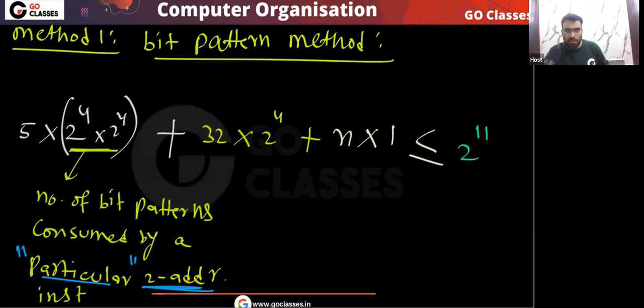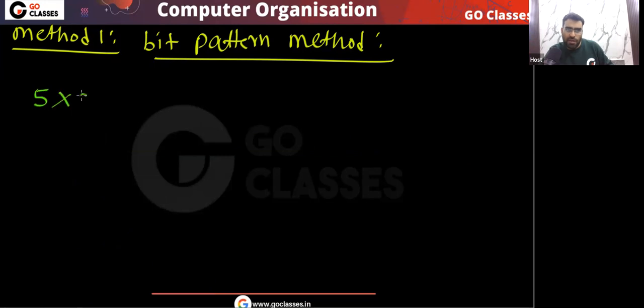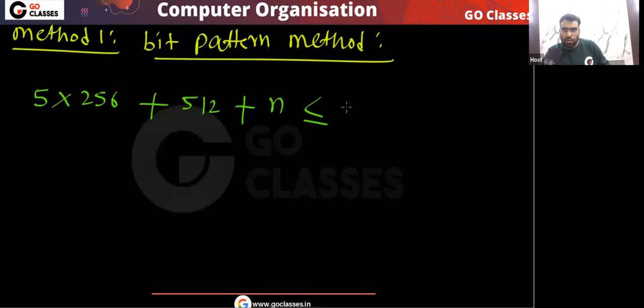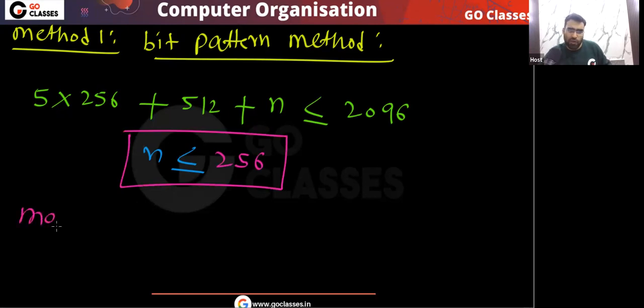So now can you solve this equation? What will be the answer? 5 into 2 to the power 8, that is 256, plus 32 multiplied by 2 power 4, that is 512, plus n, is less than or equal to 2096, right? Yes or no? So what is the value of n? N will be less than or equal to 256. So what is the maximum value of n?